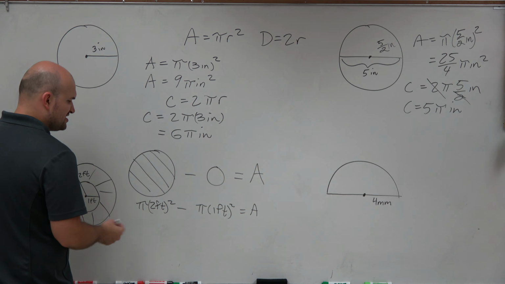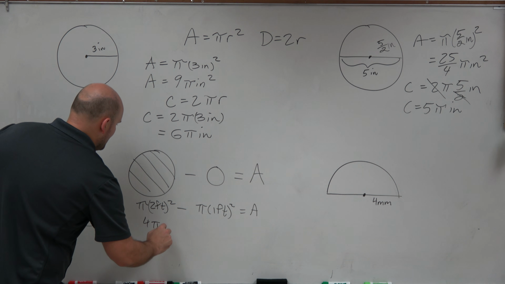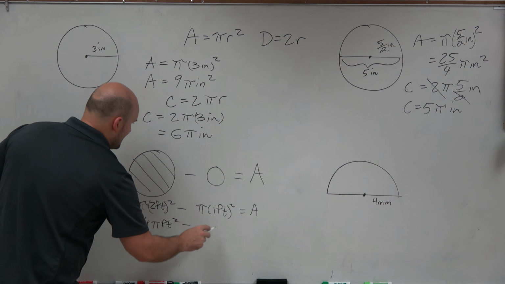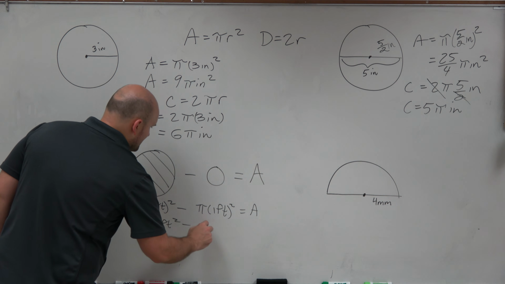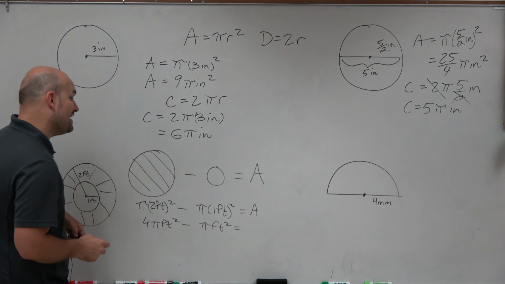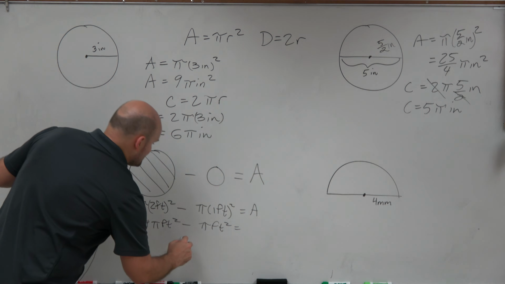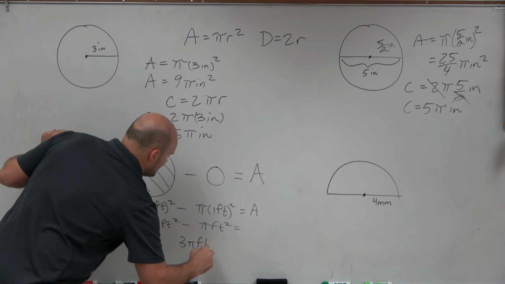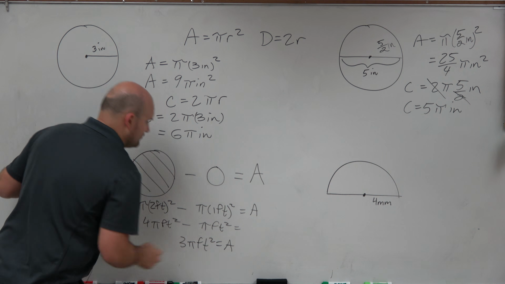So over here, 2 squared is going to be 4. So that's going to be 4 pi feet squared minus, 1 squared is just going to be 1, so it's going to be pi feet squared. So 4 pi feet squared minus pi feet squared is going to be 3 pi feet squared. And that equals my area.